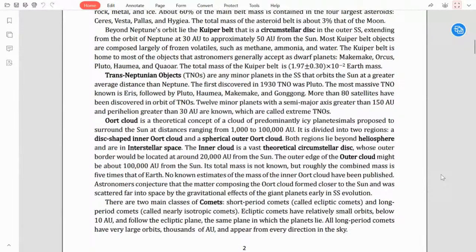There are two main classes of comets: short period comets, called ecliptic comets, and long period comets, called nearly isotropic comets. Ecliptic comets have relatively small orbits below 10 astronomical units and follow the ecliptic plane, the same plane in which the planets lie. All long period comets have very large orbits, thousands of astronomical units, and appear from every direction in the sky.